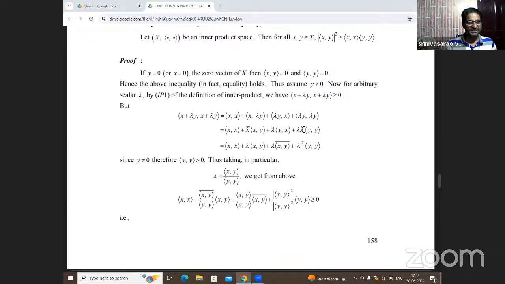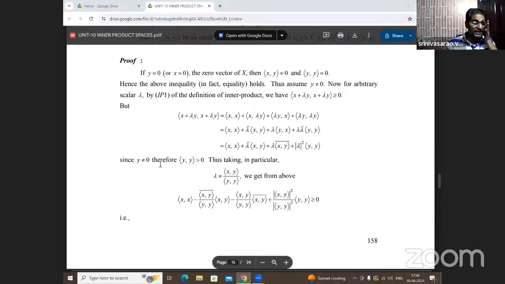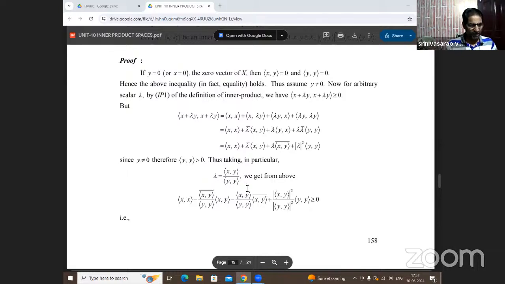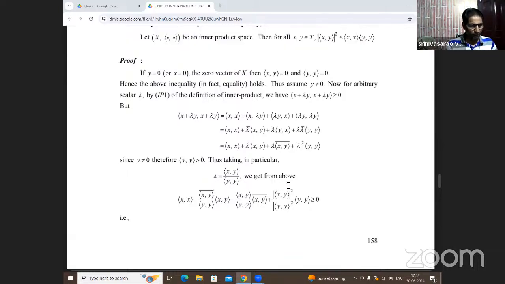This is the complex analysis. Lambda into lambda bar means simply mod lambda square of the inner product of y and y. So y is not equal to 0, and the inner product of y and y is also greater than 0. So that's why lambda equals the inner product of x and y divided by the inner product of y and y. We get this from the above concept, replacing the value because y is non-zero.